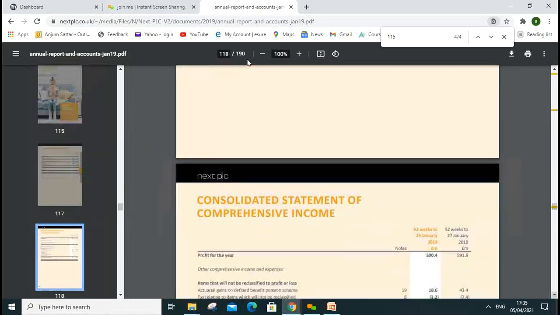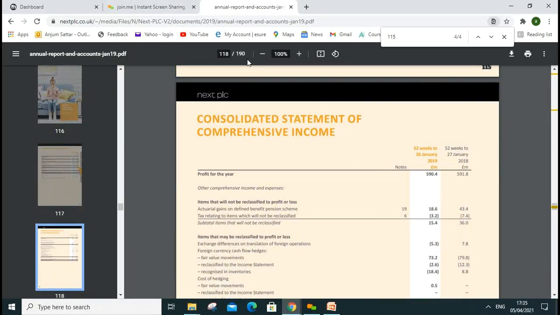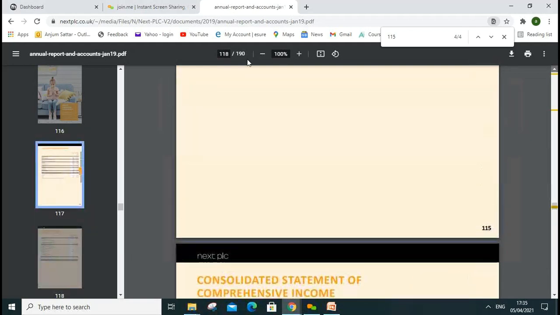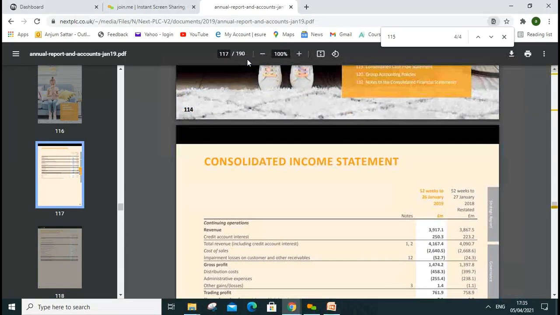Yes, so here is the statement of comprehensive income. We'll see what's happened during that period, the 52 weeks, and compare the 2018 and 2019 figures. You will see there the profit has dropped, and you can see the full picture of the consolidated figures. Consolidated means they have many subsidiary companies, so we can prepare it as a group statement.